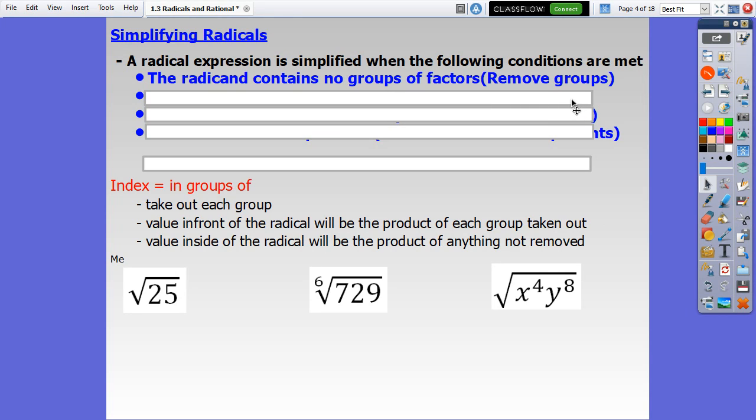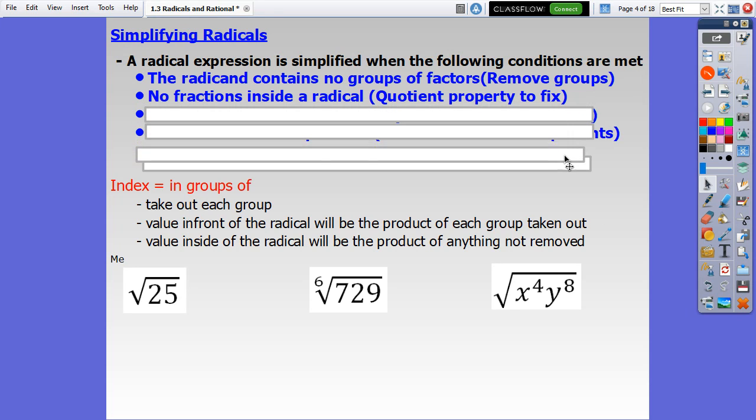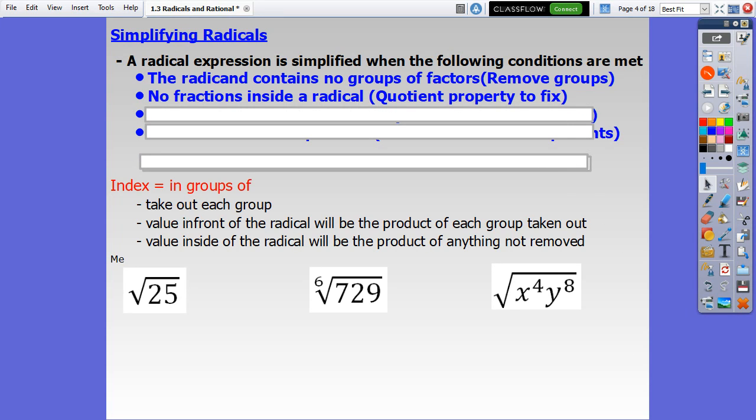Just to show you the other three, may not address all of them in this video, but in videos to come. No fractions inside of a radical. We use the quotient property of radicals to fix that. It's just split it up, in other words. So that one we can fix.